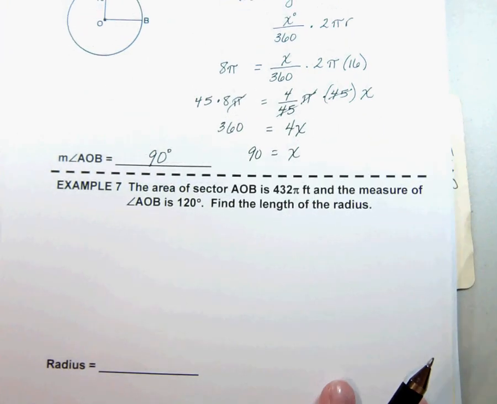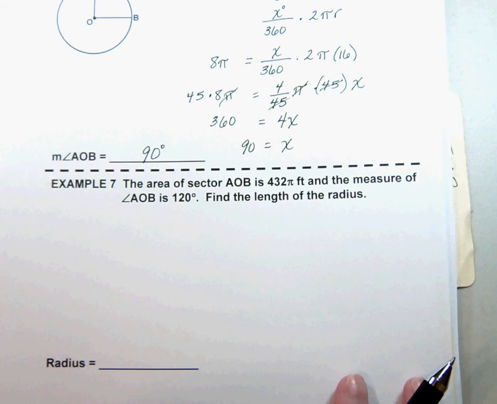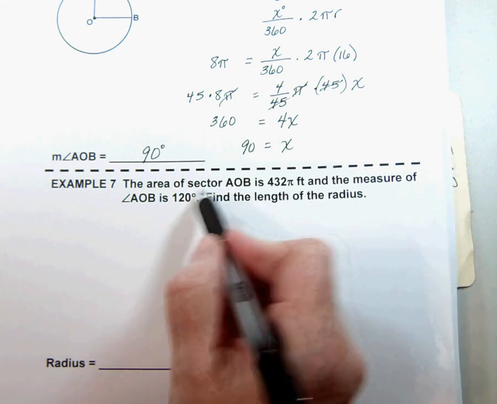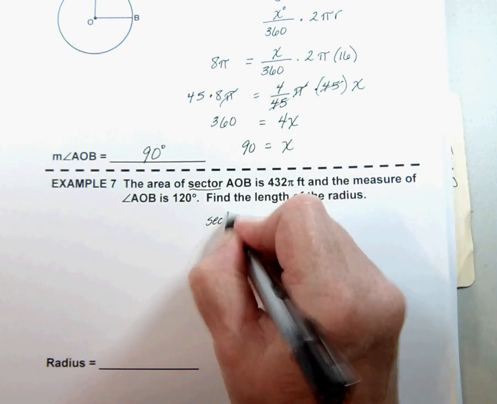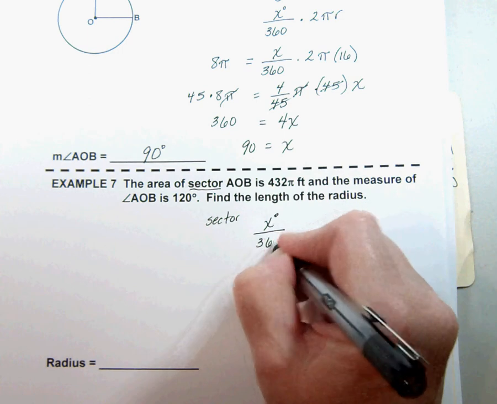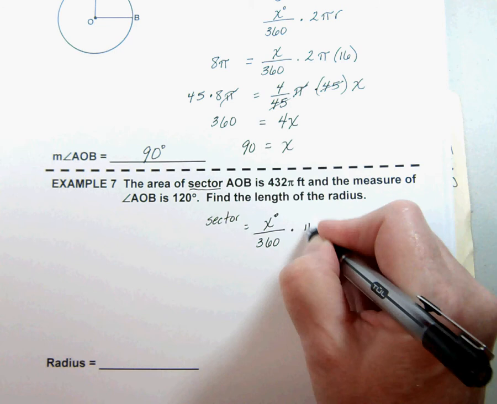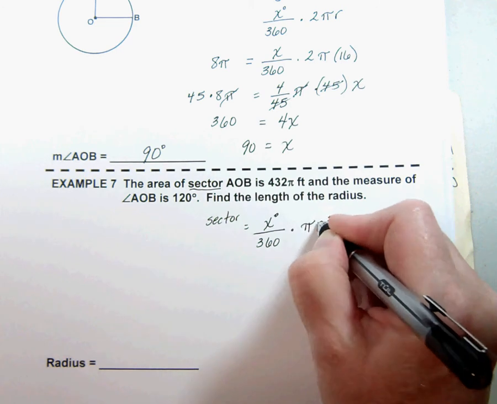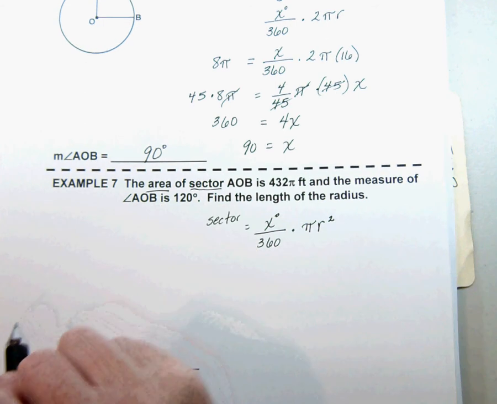Alright, let's try number 7. This one, they give you the area and the measure of the angle, and they want you to find the radius. So let's write our formula. Now this one, because it's using the word sector, we have to use the sector formula. Let me write that down. It's the degree of the angle over 360 times pi times radius squared, because we're doing area. Anytime it asks for sector, and it even said it's the area of the sector.